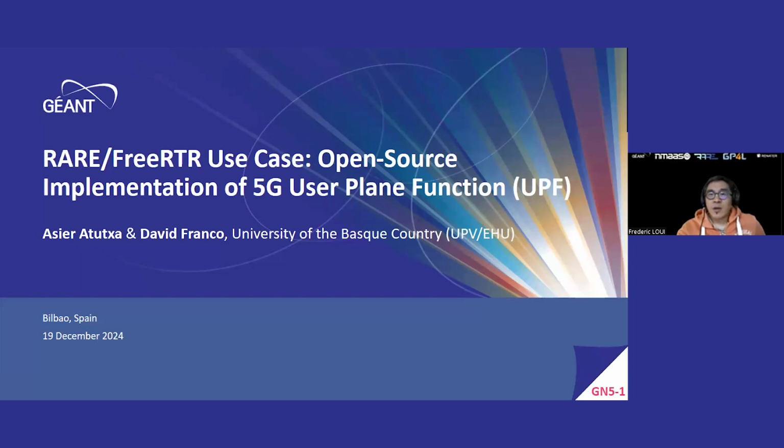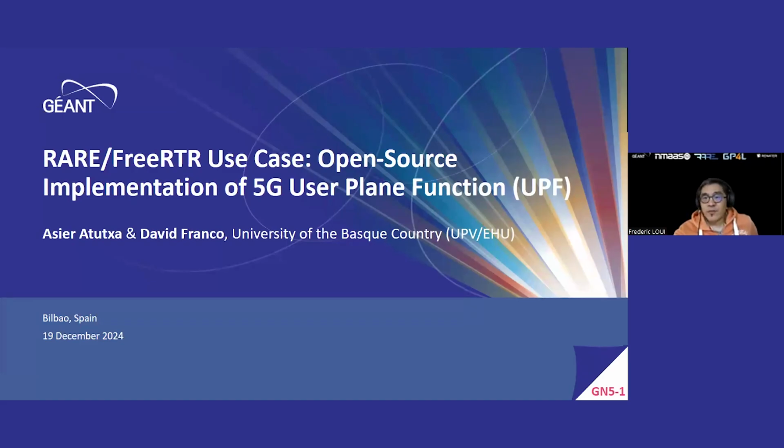Hello, everyone. Today we have a special infoshare session regarding the RERO FreeRTR project and a very exciting 5G UPF implementation. UPF stands for User Plane Function, and this is basically the component that routes user traffic between the radio access network and the external network in the 3GPP 5G architecture.